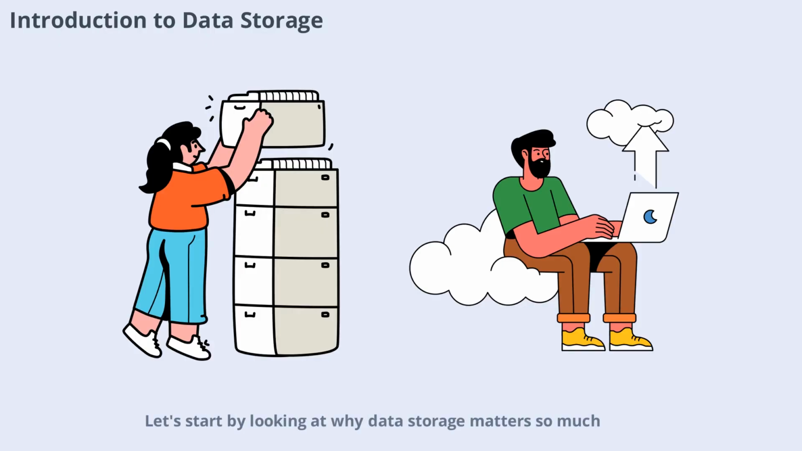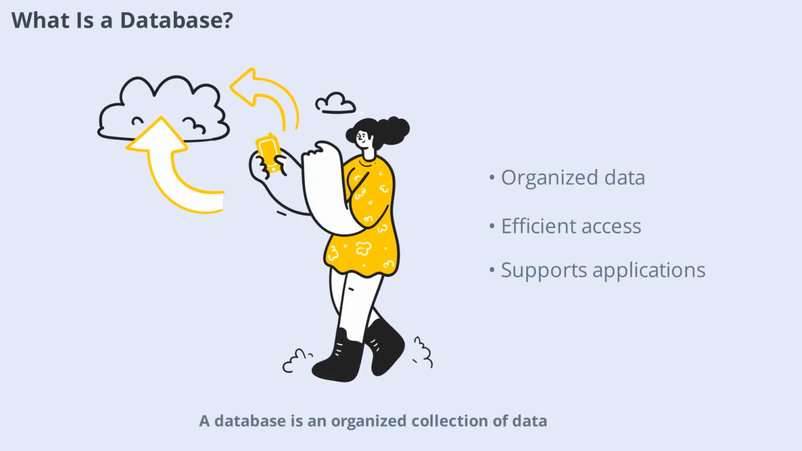Let's start by looking at why data storage matters so much. A database is an organized collection of data, generally stored and accessed electronically from a computer system. Databases are essential for managing large amounts of information efficiently. They allow us to store, retrieve, and manipulate data quickly and securely. From social media platforms to banking systems, databases power the applications we use every day. Understanding the different types of databases is key to choosing the right one for your needs.